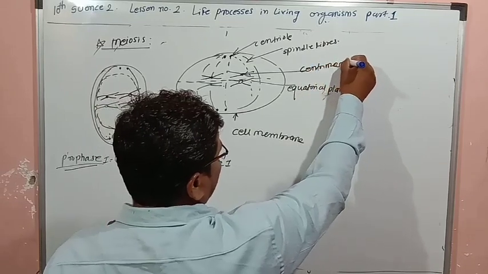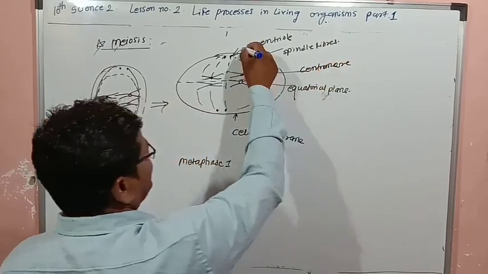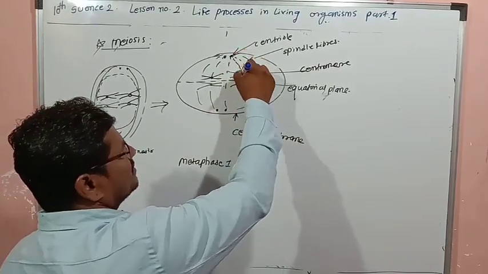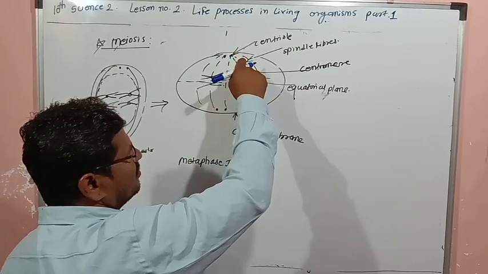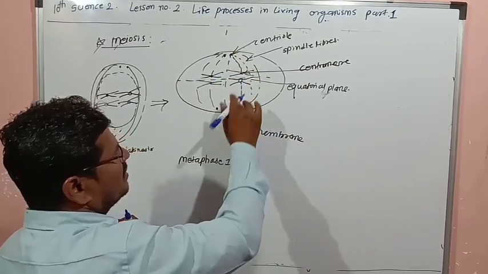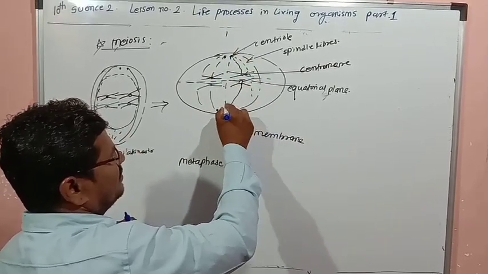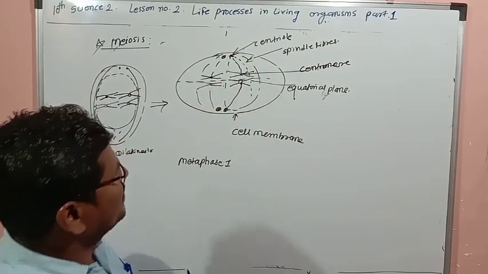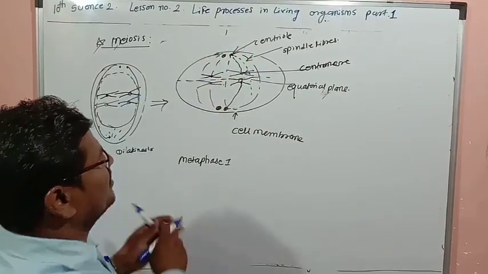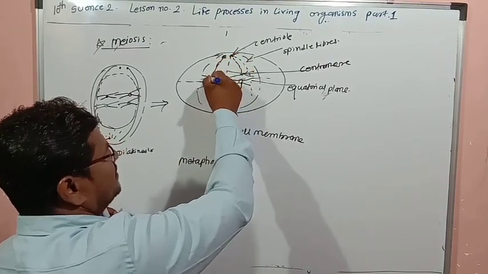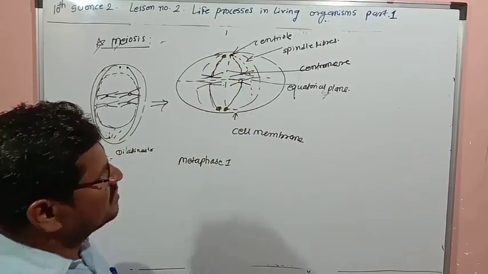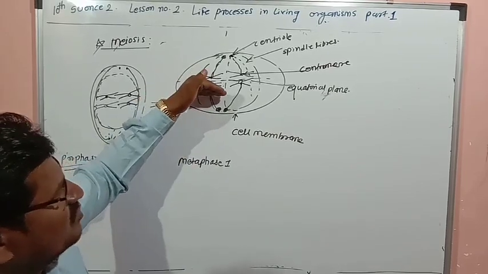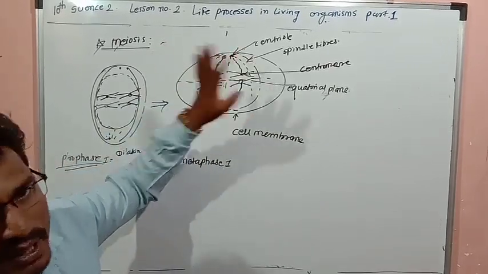Centromere, and this one is centriole. So spindle fibers are developed between centriole and centromere. Here also centriole and centromere. Spindle fibers are developed between centriole and centromere. So because of that, the chromosomes are brought to the equatorial plane.